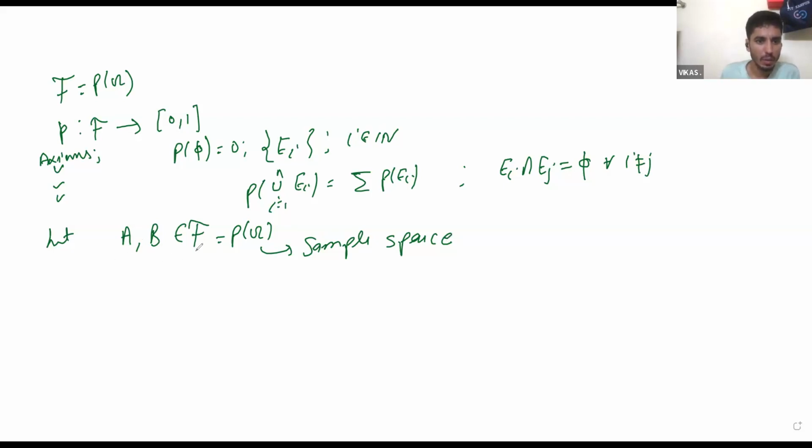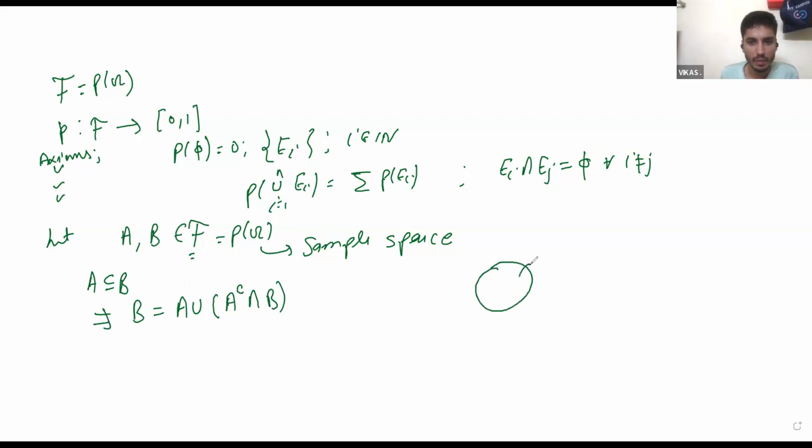A and B belong to script F, and the condition is that A is a subset of B. Then I will be able to write that B is equal to A union (A complement intersection B). If this is a Venn diagram for understanding, this is A, this is B, and A is a subset of B.